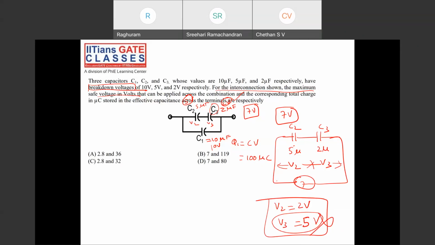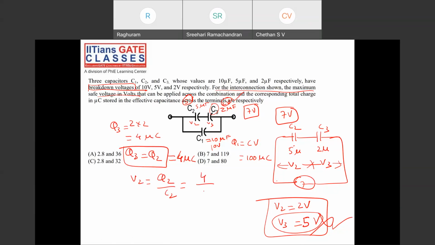So C3 can only take 2 volts and capacitance is 2 microfarads. So Q3 will be 2 into 2, which is 4 microcoulombs. Q3 should also be equal to Q2 because they are in series. Otherwise, what happens? The voltage will increase. So Q3 is equal to Q2 is equal to 4 microcoulombs. So the voltage that can apply to C2, V2, will be Q2 by C2. Q2 is 4, C2 is 5. 4 by 5 can be the voltage that is applied.